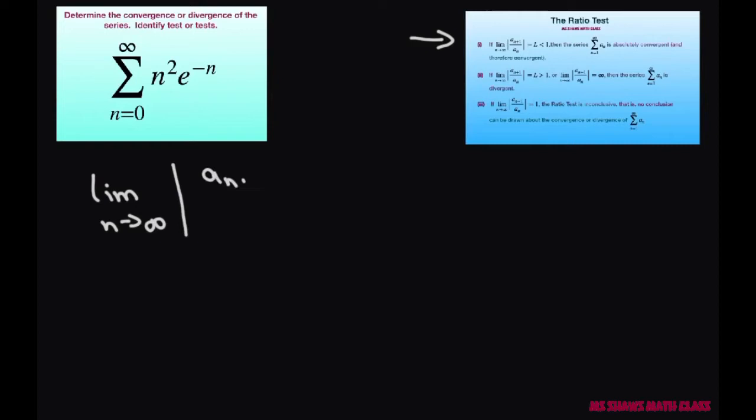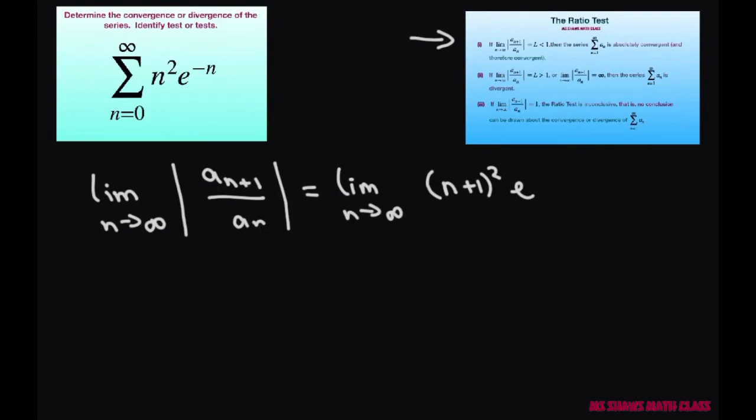of a sub n plus 1 divided by a sub n. So that's going to equal the limit as n approaches infinity. And for a sub n plus 1, you're going to get n plus 1 squared times e to the power of negative n plus 1, divided by a sub n, which is just n squared times e to the power of negative n.